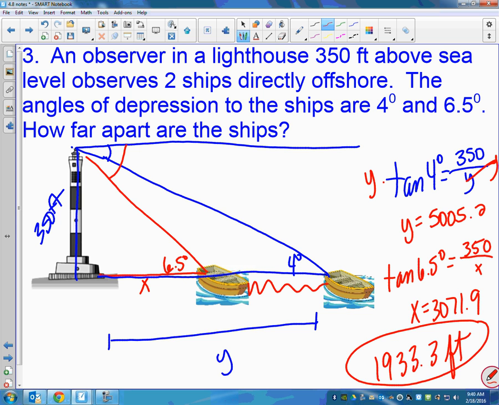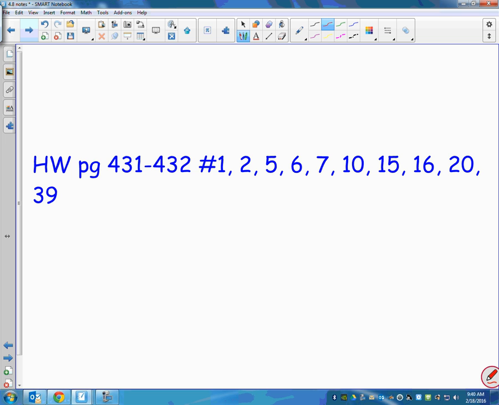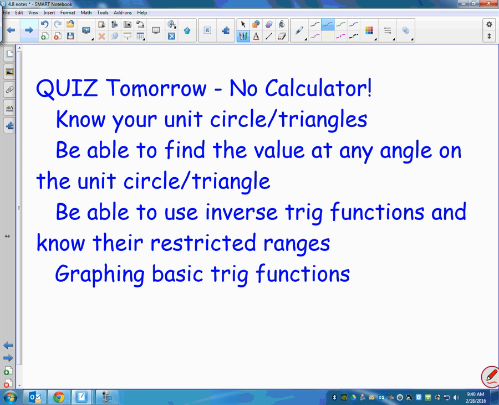So, what did I have on here? So this is homework 4-8, and I just picked a few questions. That's a lot of work. And then we're not having our test until Tuesday, right? I want to have a little quiz tomorrow, just to see where we are on 4-7.